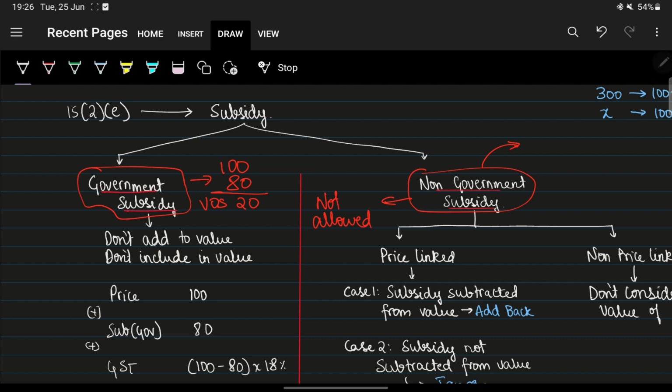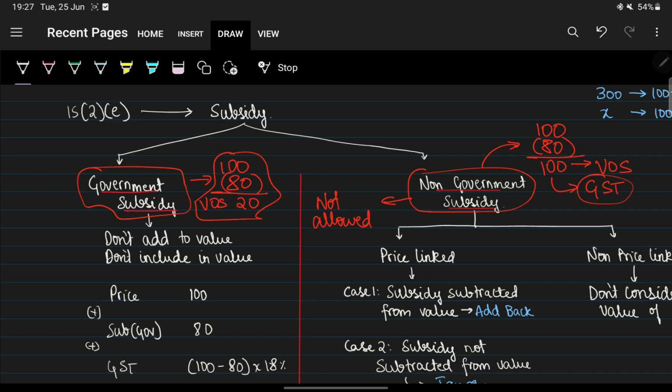I'll just explain with one example. We'll take this exact same example. Here there is a good or service that was 100 rupees and a non-government entity is giving a subsidy of 80 rupees. What will you consider the value of supply for GST? As per section 15, this is only the value of supply, and GST will be charged on this amount itself. Is that clear?